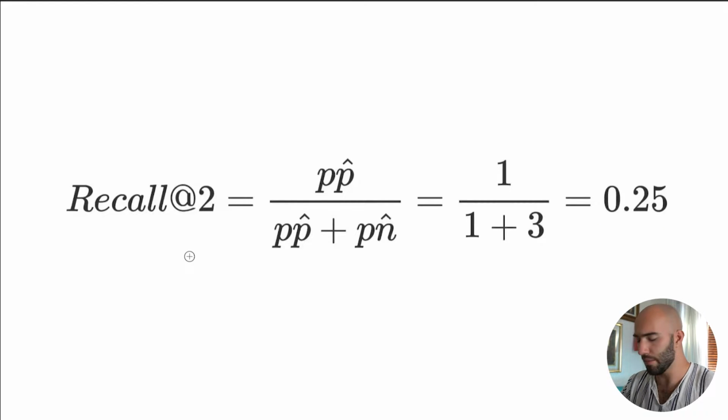Now, it's a little bit unfair because even if this was a perfect retrieval system, there are 4 actual positives here, and we're only returning 2 items. So the best it can score is 0.5. But that is just how the recall metric works.